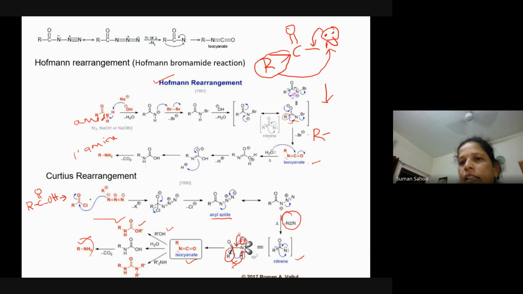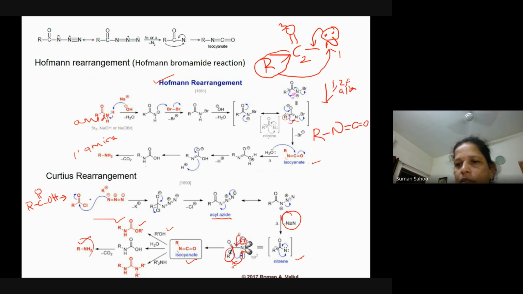R is attached to nitrogen, and next to it is carbon forming a double bond, along with oxygen, okay. So if you just number it 1, 2, 3, this R group is now bonded to nitrogen. The carbon-R bond is broken, so it is R N double bond C double bond O. So that is your 1,2 alkyl shift, okay.